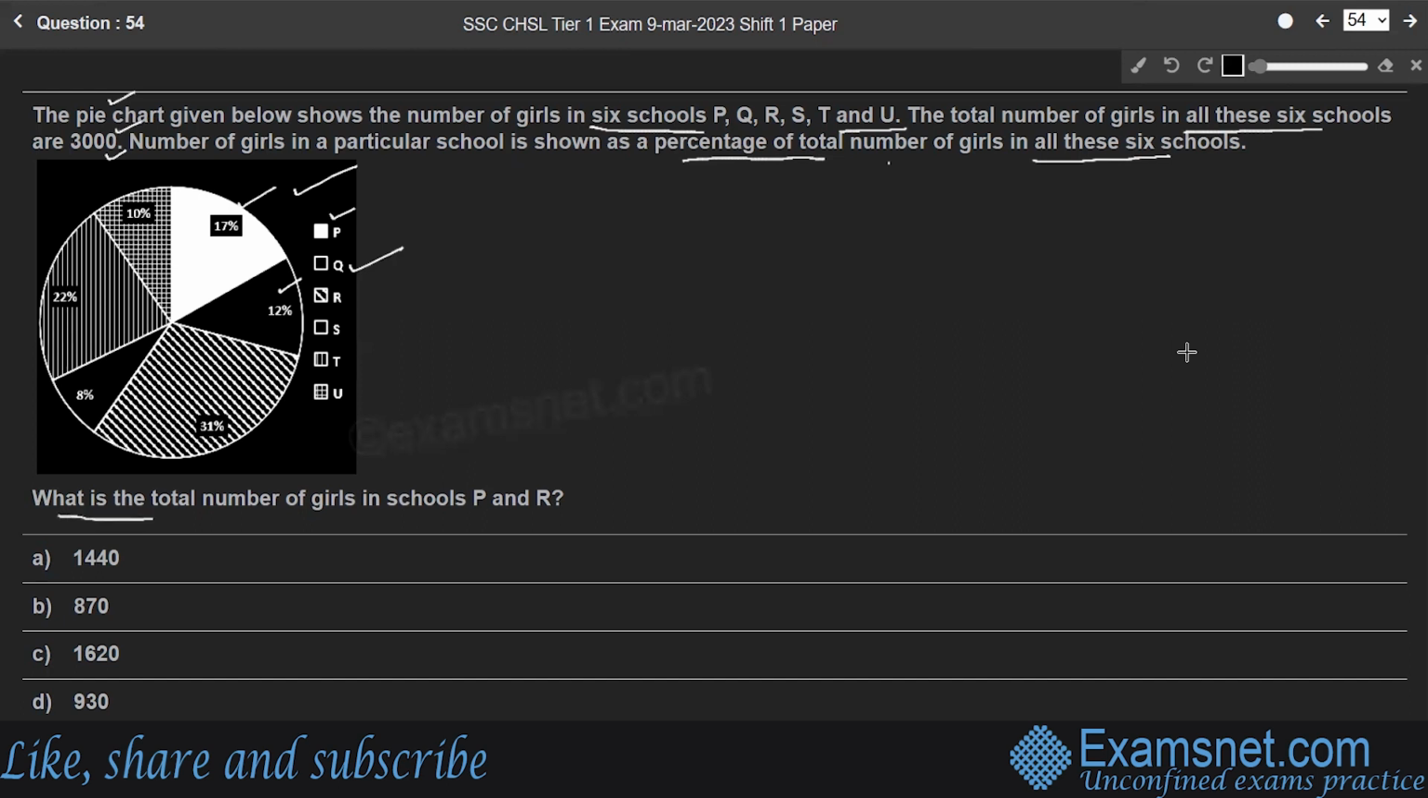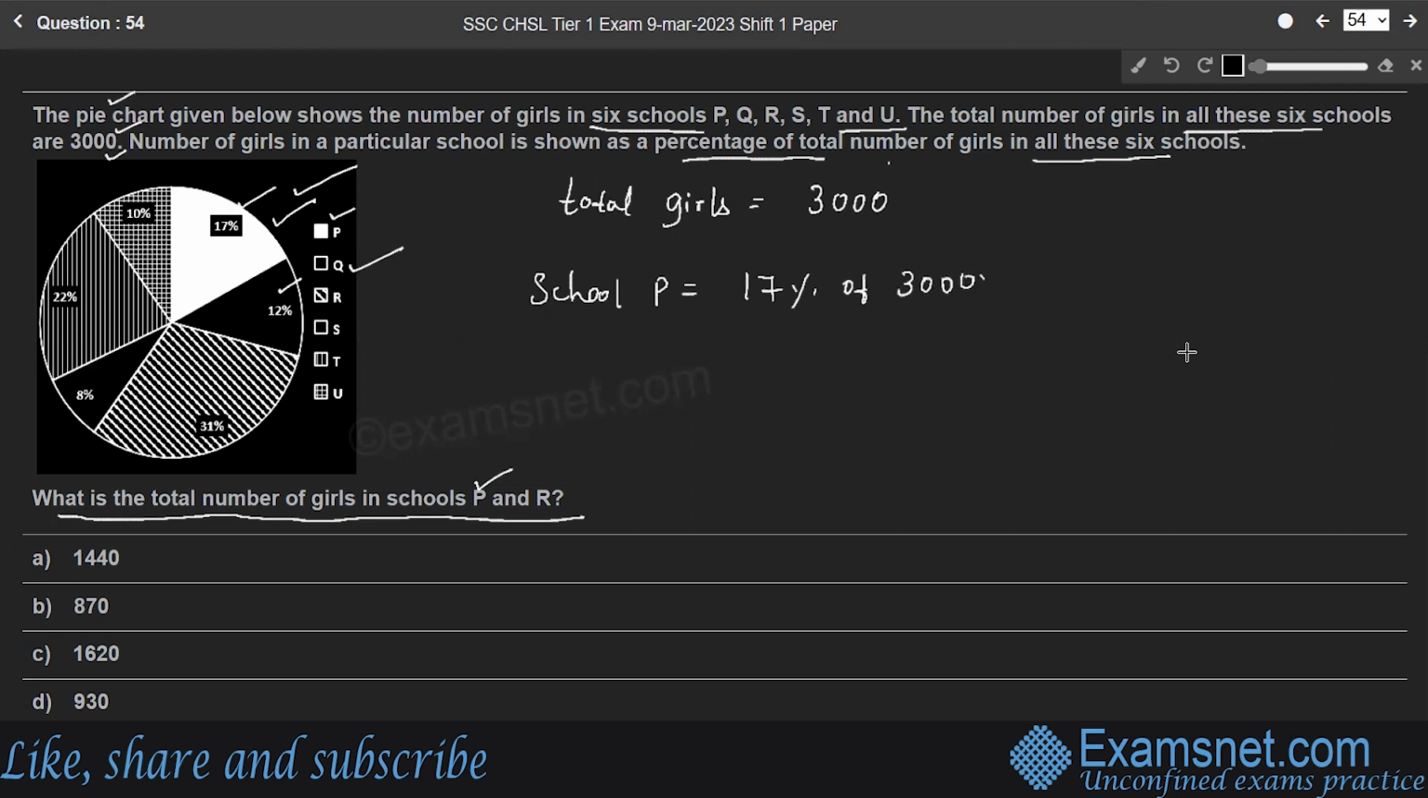Therefore, the question is, what is the total number of girls in school P and R? Here, total girls including all 6 schools are 3,000. Number of girls in school P is equal to 17% of 3,000, which is nothing but 17 by 100 into 3,000. We can cancel 2 zeros. So 510 girls in school P.